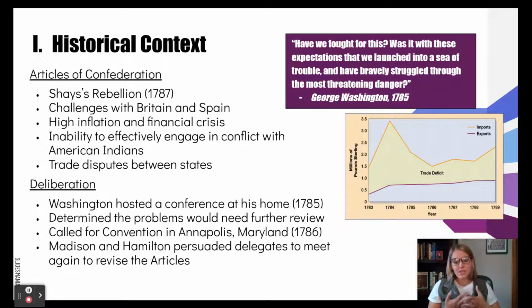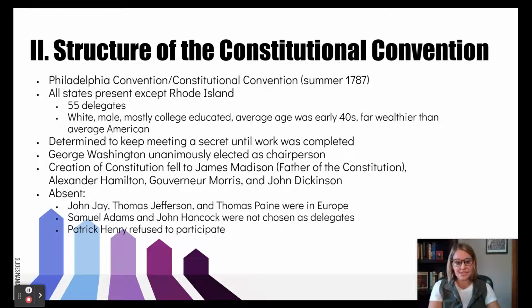And so Washington is going to call for a conference at his home where they will determine that the articles need to be revised. And so then they call for a convention in Annapolis. And after this, we see Shays' Rebellion really making it apparent that maybe revisions aren't just necessary, but a complete replacement. And so what happens next is the setup of the Constitutional Convention held in Philadelphia.